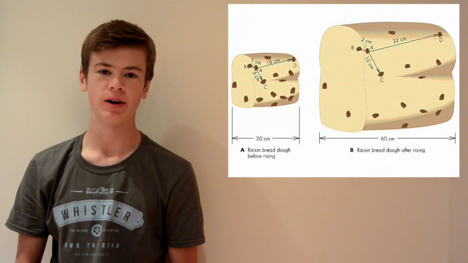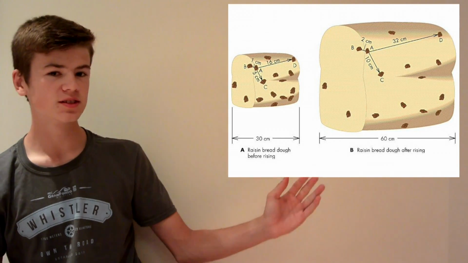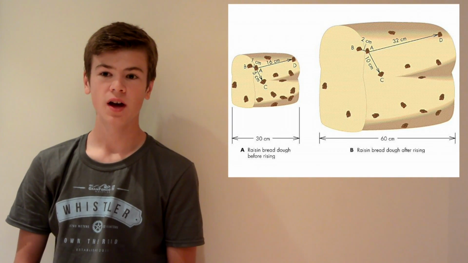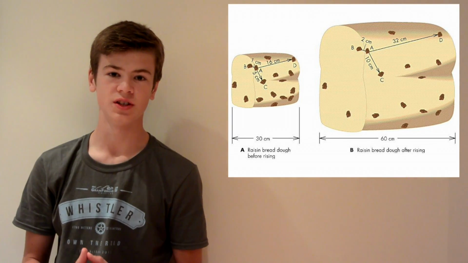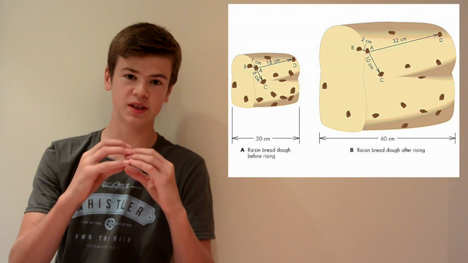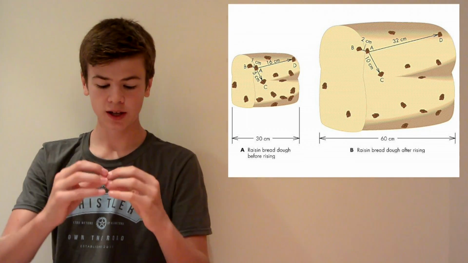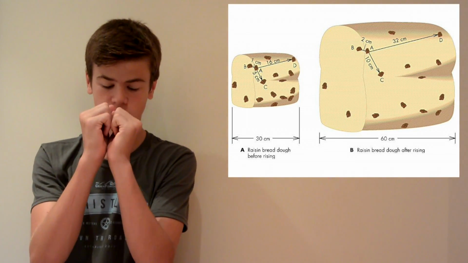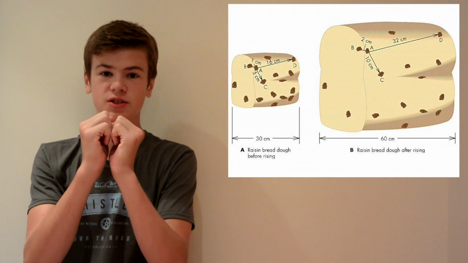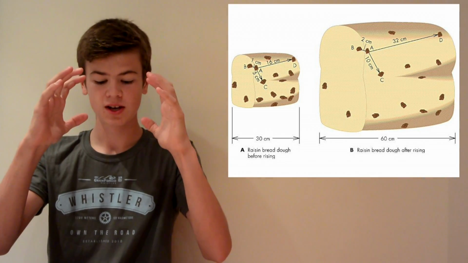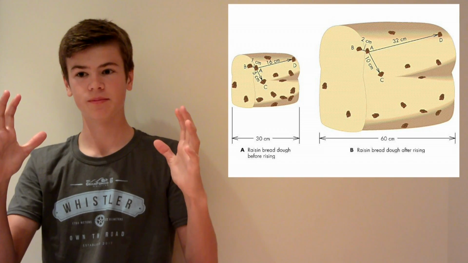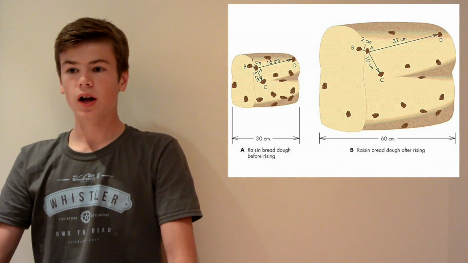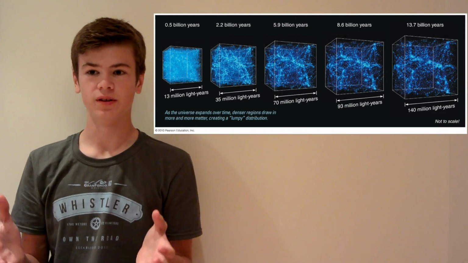Here, I have a diagram for you. This is a loaf of raisin bread. Imagine the raisins to be stars in the universe. When it starts out as a small loaf in the oven, the raisins are compacted and close together. But once it starts to expand, all the raisins start to go away from each other. This is based on an example of the universe.